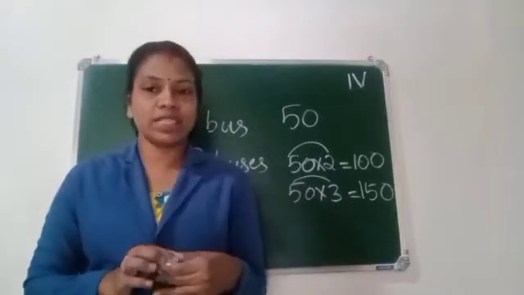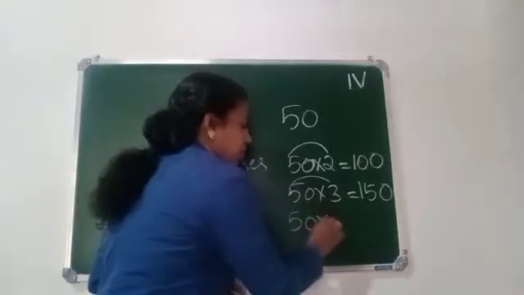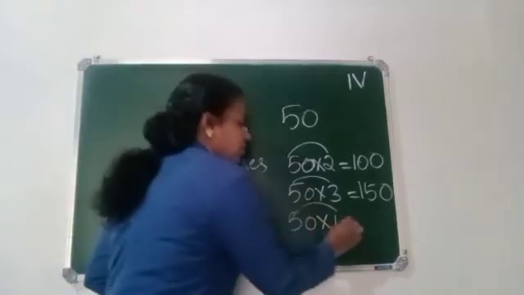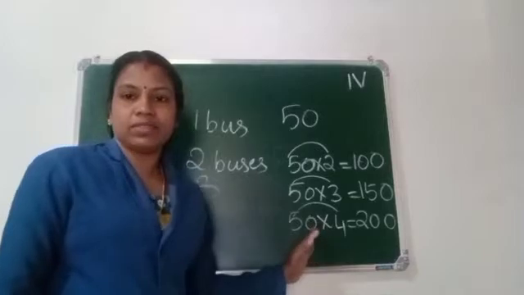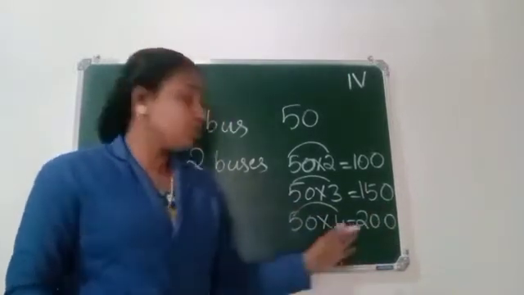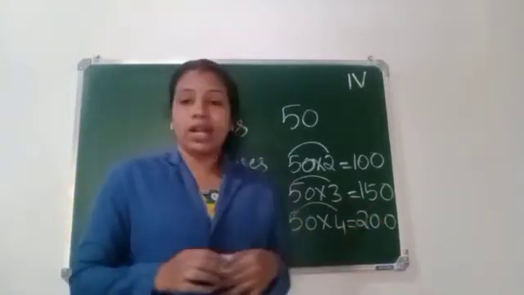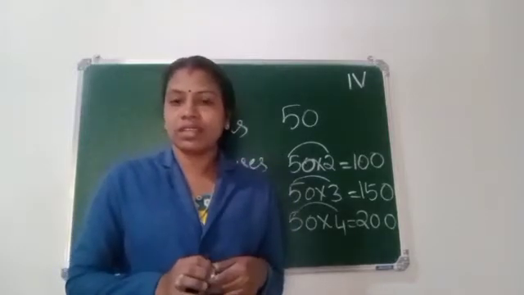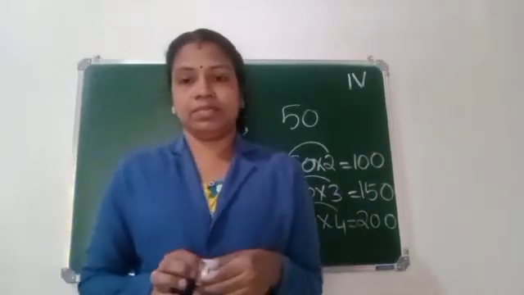Then 4 buses can take how many children? Yes, 50 into 4. What is 50 into 4? Do like this. 5 into 4 is 20. Then put the remaining 0. 50 has 1 zero. Put that 0 after the product. So 200 children. So 4 buses can take 200 children. Do they need 4 buses? Of course, because there are 210 children.